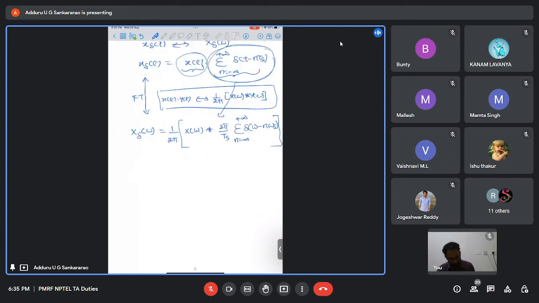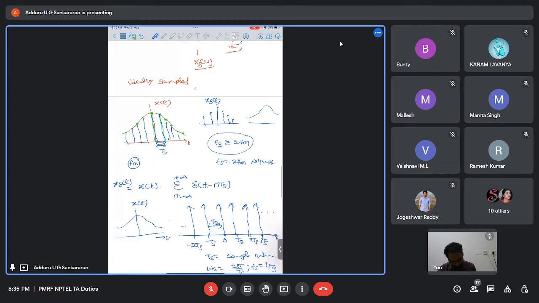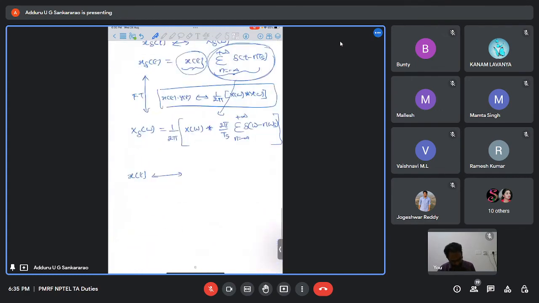So let us say our signal is x of t. In the problem it is given, we already have x of t, a cosine signal.